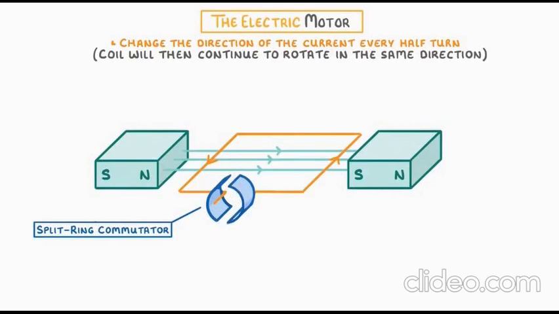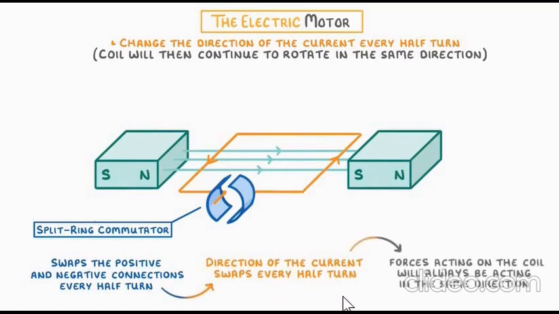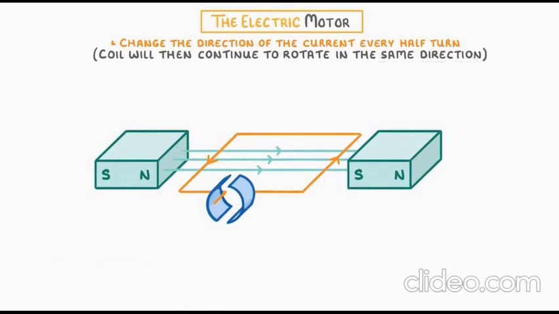So what is the purpose of this split ring? It actually swaps the positive and negative connections every half turn, and because of this change in connection, the direction of current will also be changed. And if the current direction changes, the forces acting on the coil will remain in the same direction. And if the forces remain the same, of course that means the coil will be rotating in the same direction. I know this all sounds really complex, so I'm going to explain it to you with the help of an animation.